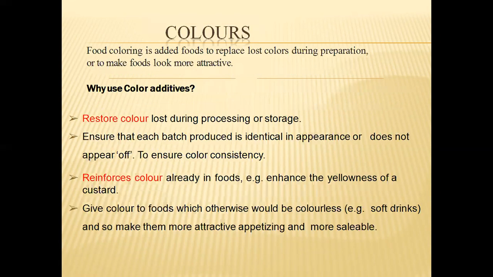Then coloring. Food coloring is added to foods to replace lost color during preparation or to make food look more attractive. Why use color additives? Restore the color lost during process or storing. Ensure that each batch produced is identical in appearance or does not appear off, to ensure color is consistent. Reinforcing color already in the food. Example, enhancing the yellowness of a custard.